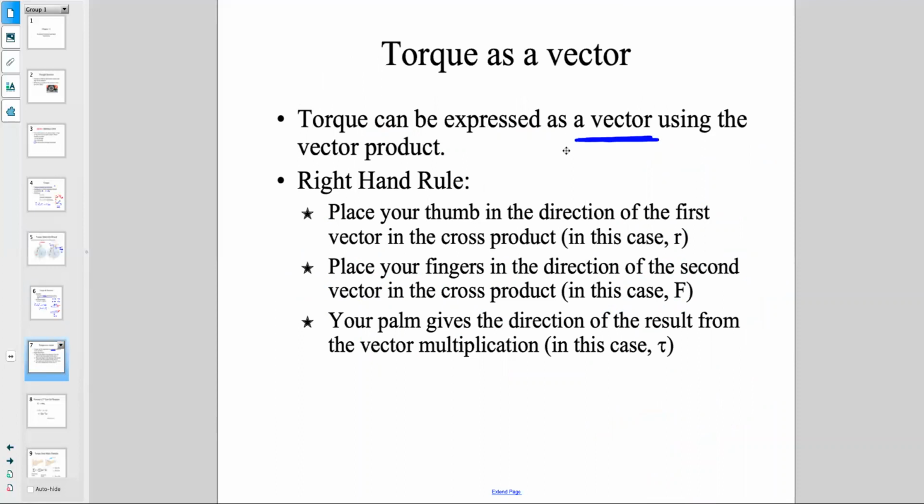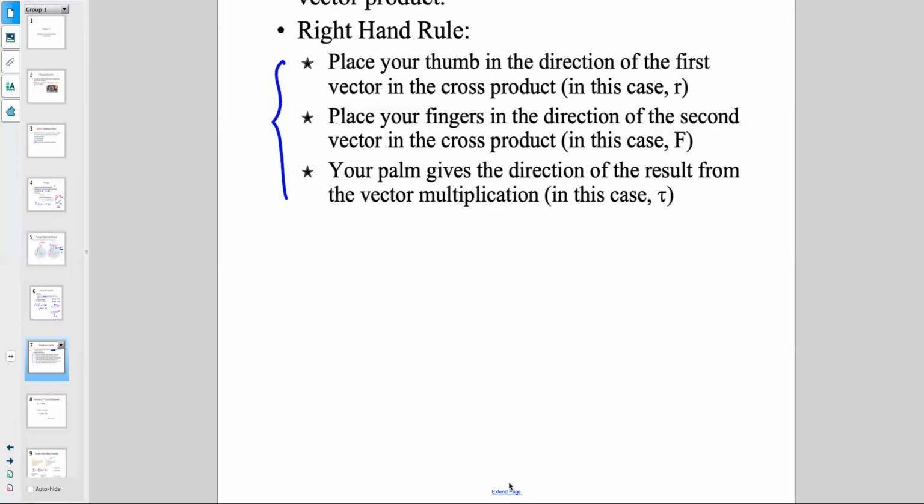Using the vector product, right-hand rule, and this is the book's suggestion of the right-hand rule. I will show you another way. Place your thumb in the direction of the first vector in the cross product. In this case, it is R. So if I have R here, it's a vector, so it has both a value and a direction associated with it. Then place your fingers in the direction of the second vector in the cross product, which in this case is F.